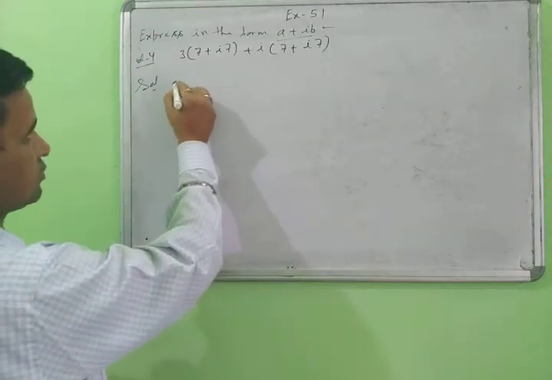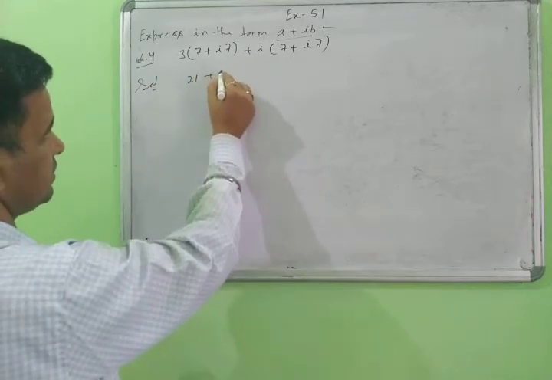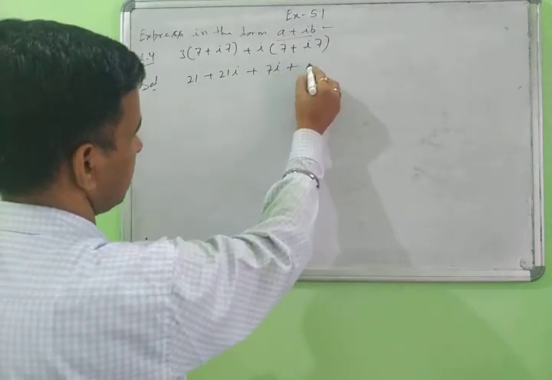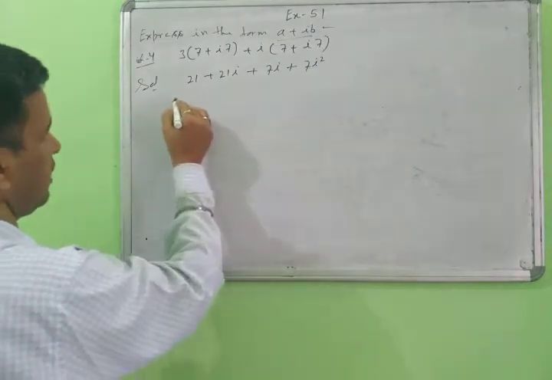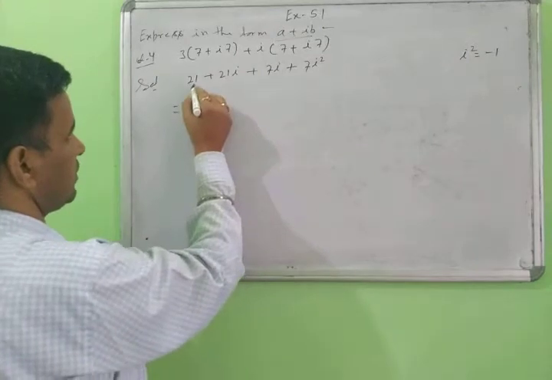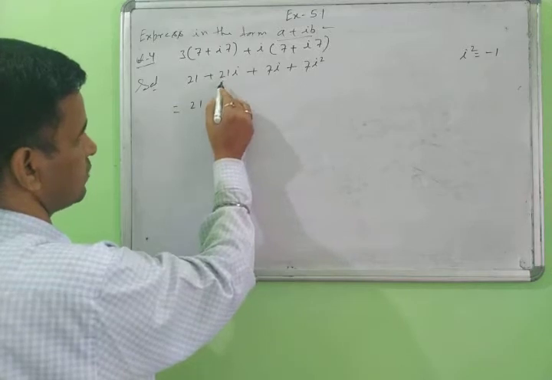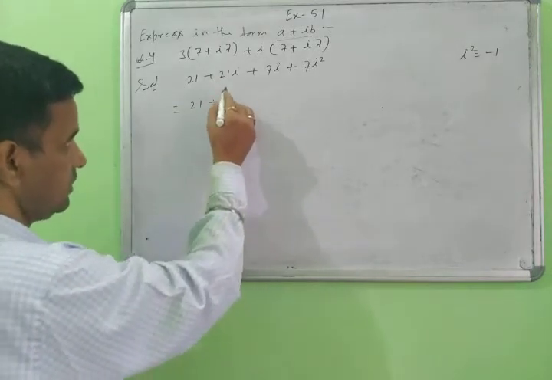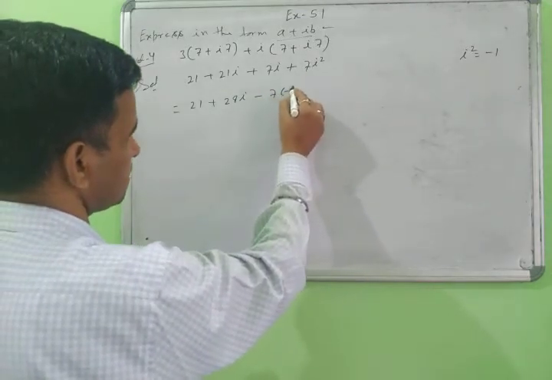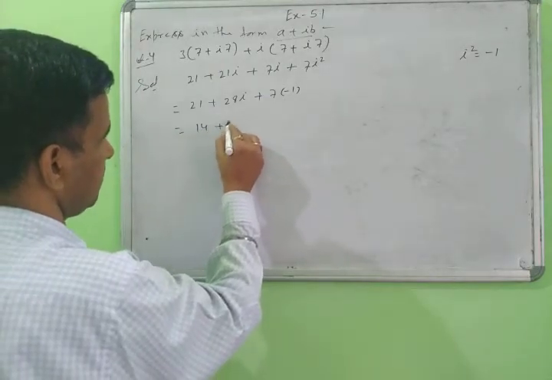Now look here. First of all, multiply inside: 3 times 7 is 21 plus 7 times 3 is 21 iota, plus 7 iota plus 7 iota square. And you know the value of iota square is equal to -1. So then here 21 plus 21 plus 28 iota minus 7. The value of iota square is -1. So 21 plus 14 plus 28 iota.